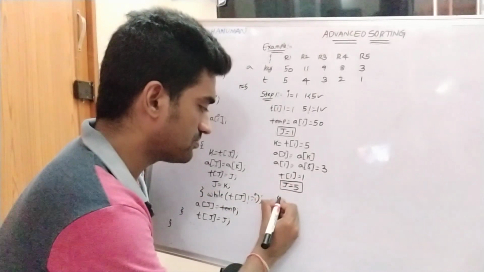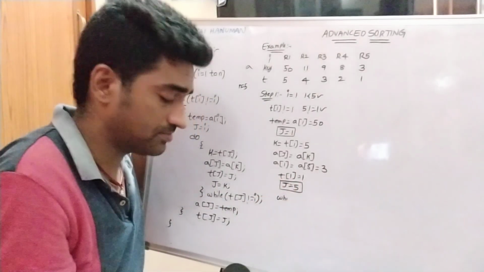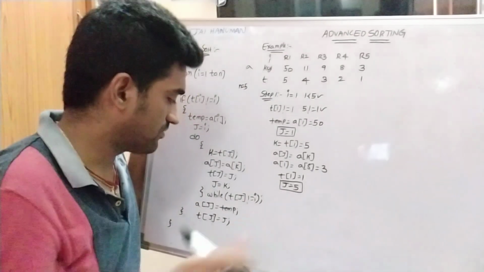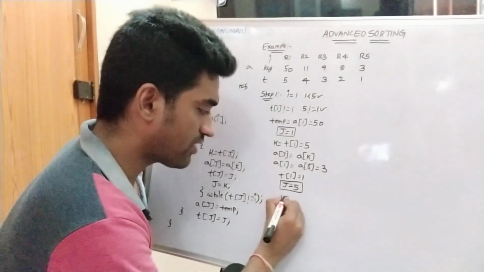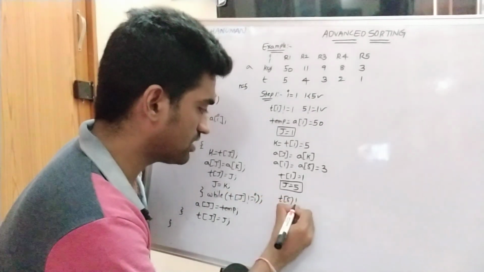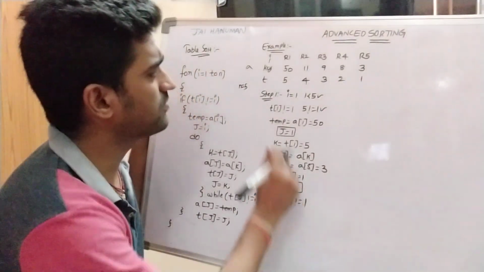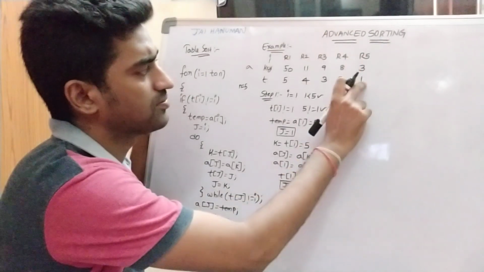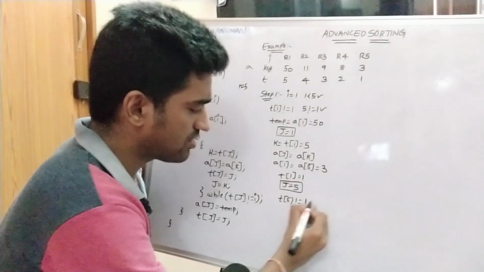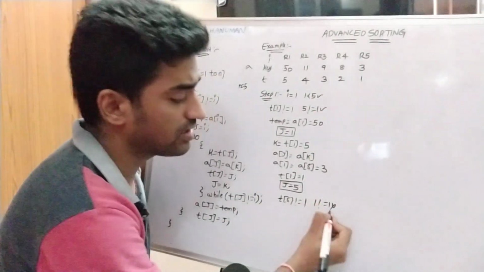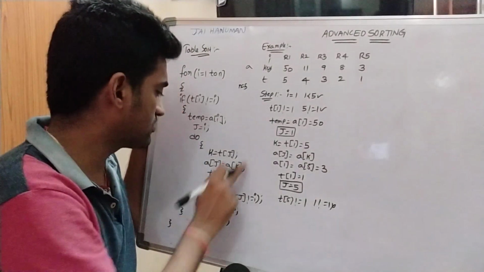While T of J, so T of 5 not equal to I. What is the I value? 1. What is the T of 5 value? T of 5 is 1. So 1 not equal to 1. The condition is failure, so that's why we are not executing these statements.